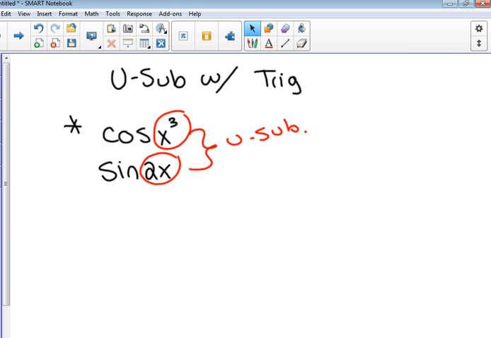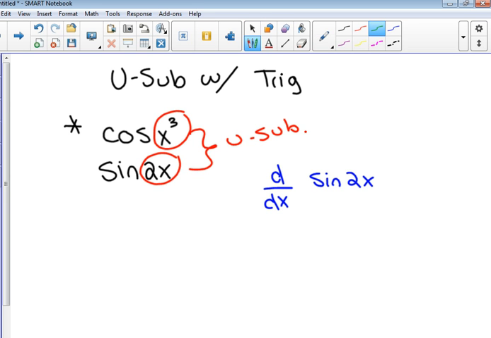The reason why is if you think back to when you were taking the derivative of something, like if I took d dx of sine of 2x, this is a good one. Do you remember how you had to take the derivative of the outside, keep the inside the same, and then take the derivative of the inside part? Well, u sub undoes chain rule, and you would have had to take the derivative using chain rule for something like this, anytime we had something more than just x.